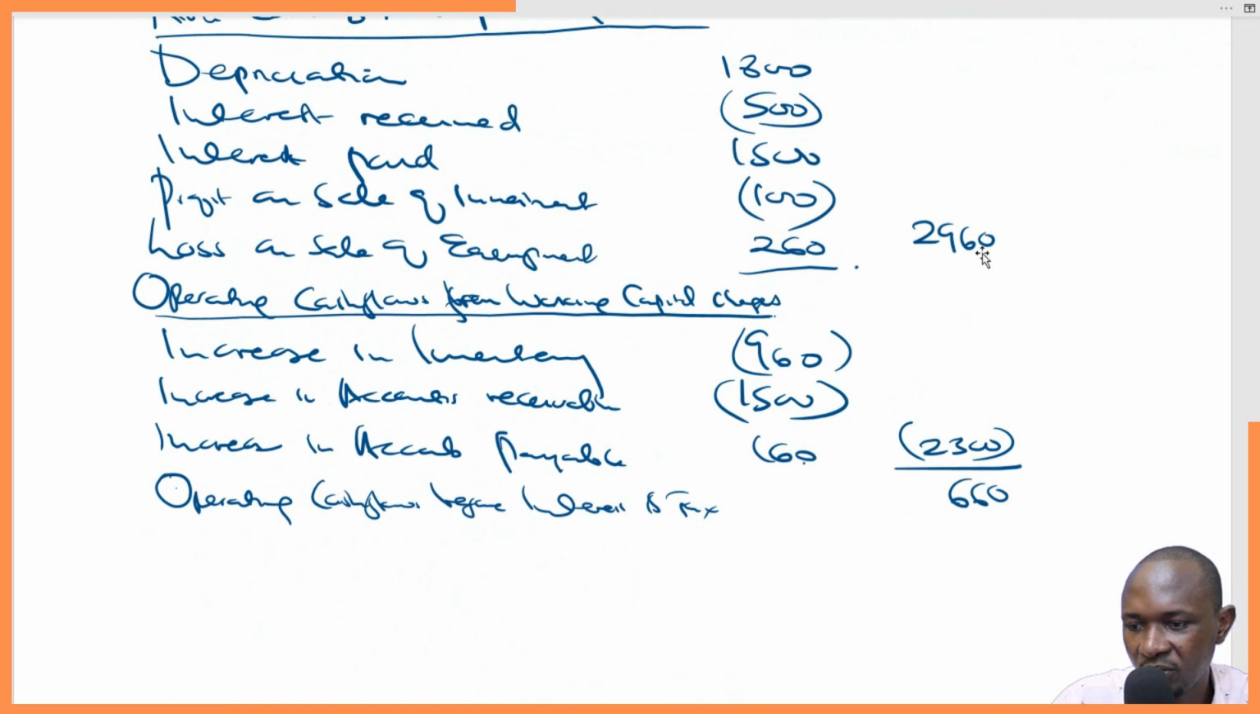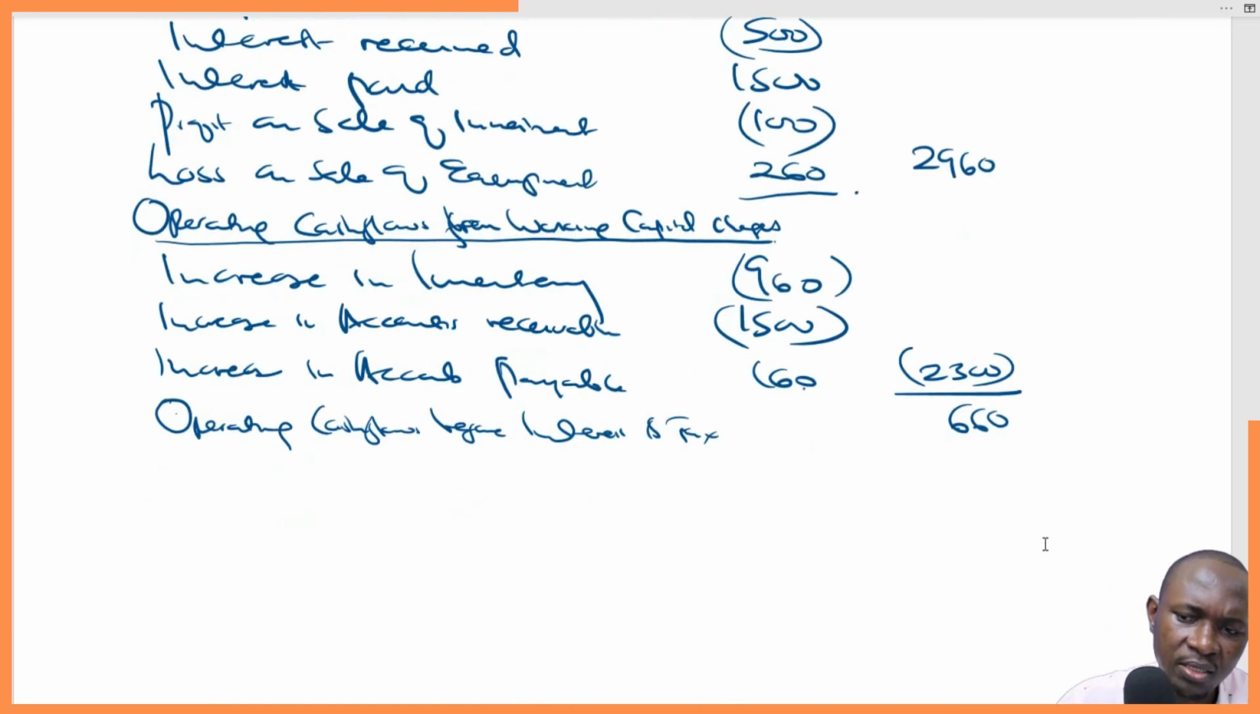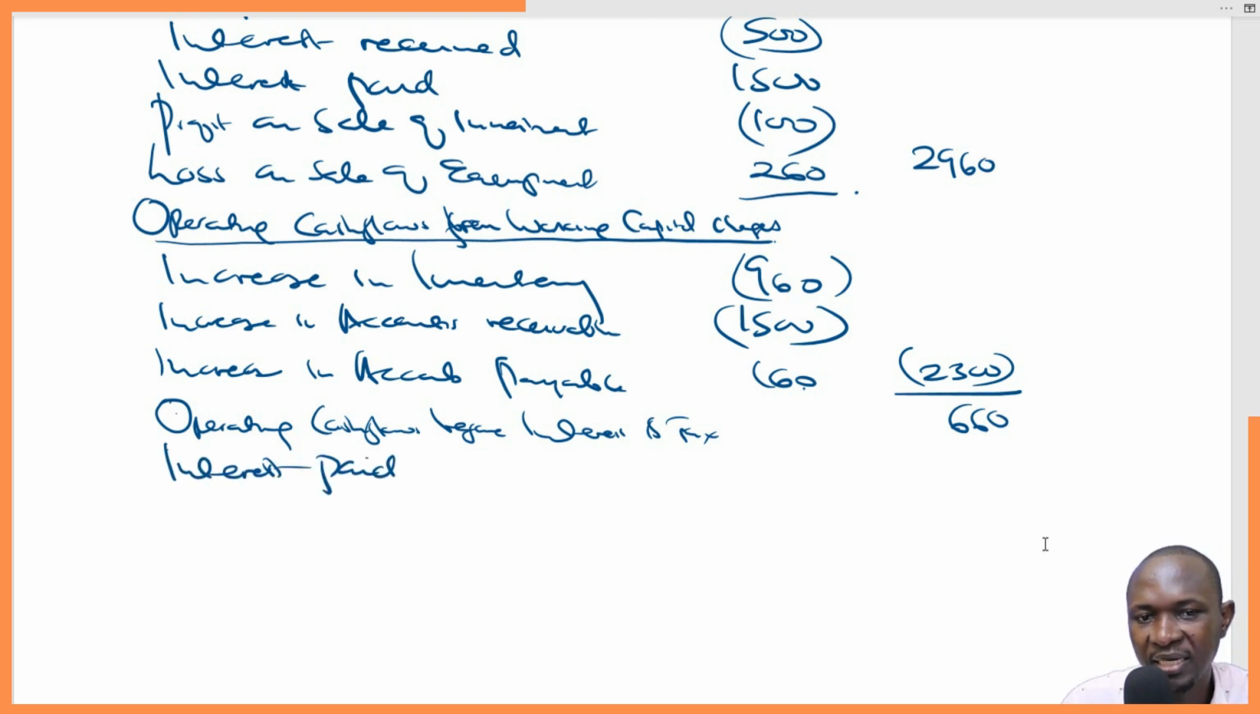Operating cash flow before interest and tax is 2960 minus this. We get 660. It's actually plus, but you can see these are negative. Then at this point, you can now less the interest that was paid. Remember, we said that it was not just at the right place. So we are now using the format to put it in its rightful place.